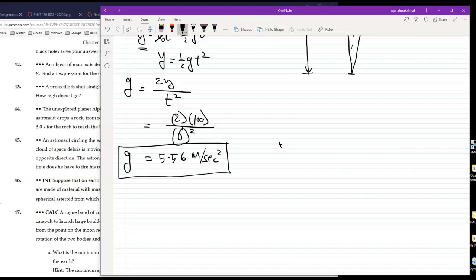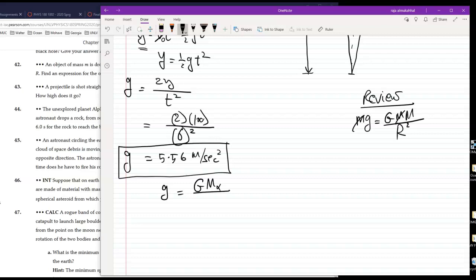Okay, now what do I want? Well, he wants the mass. Go back to the first 10 minutes of the lecture. We talked about the value of g. Remember, we said that here. Let me review again. We said m, the weight, is also equal to GMm over r squared. So the m cancels out. So the g value is equal to big G, mass of the planet Alpha, over the radius of Alpha squared.